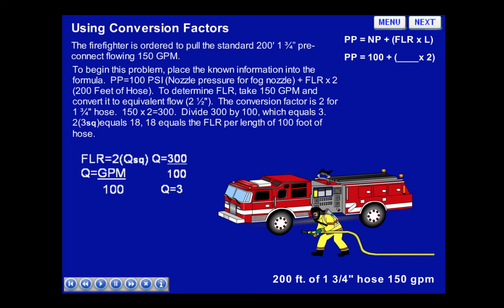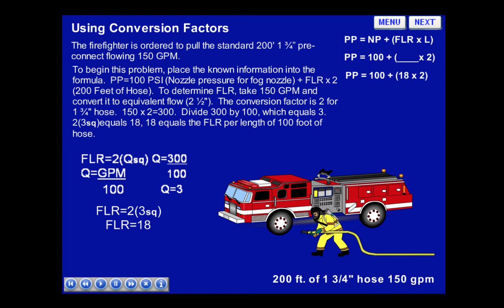Use 3 for 2 times 3 squared, which equals 18. 18 equals the friction loss rate per length of 100 foot of hose. Now that we know our friction loss rate, we can add it to the problem.